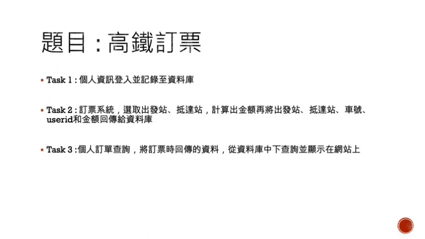And Task 3, personal order inquiry, retrieving booking details from the database. In this task, users can check their previous bookings. The system will retrieve the information like departure station, arrival station, train number, user ID, and fare that was saved in the database during the booking process. This information will be displayed on the website for the user to see.